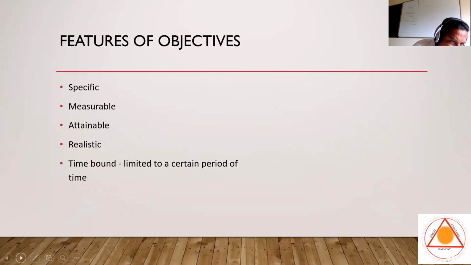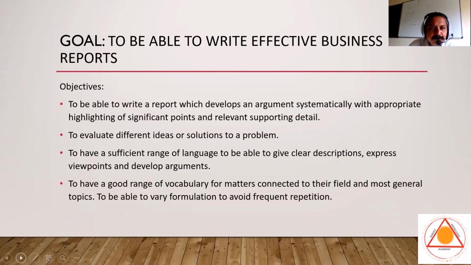Okay, let's look at this. Objectives. The first example is given to you: to be able to write effective business reports, what are the objectives? Read through how these objectives have been written and how they relate to the goal. I'm giving you some time to think through these objectives and goal, to understand the ways in which you can write them later on.